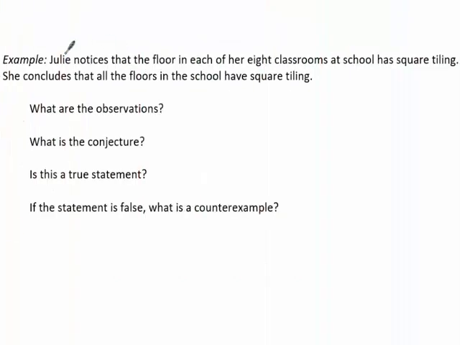Let's take a look at this example of inductive reasoning. Julie notices that the floor in each of her 8 classrooms at school has square tiling. She concludes that all the floors in the school have square tiling. So, Julie notices something. What are the observations? The observations are what she's noticing. She notices that the floor in each of her 8 classrooms at school has square tiling.